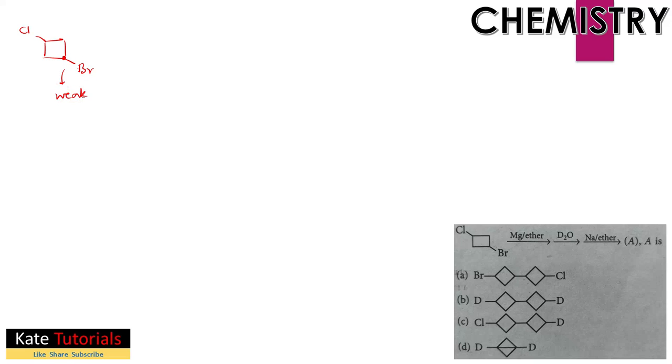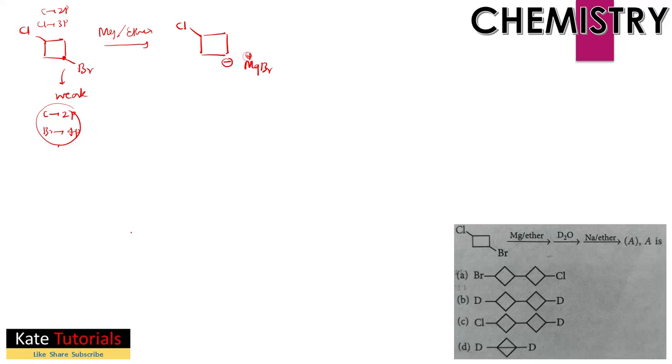Why is it weak? Because carbon belongs to the second period, whereas bromine belongs to the fourth period, right? Whereas the carbon-chlorine bond will be somewhat strong compared to the carbon-bromine bond, because carbon belongs to the second period whereas chlorine belongs to the third period. So whenever we add magnesium in presence of ether, we should get a Grignard reagent, right? Magnesium will not attack chlorine, it will attack this bromine. It forms carbon minus, MgBr plus.